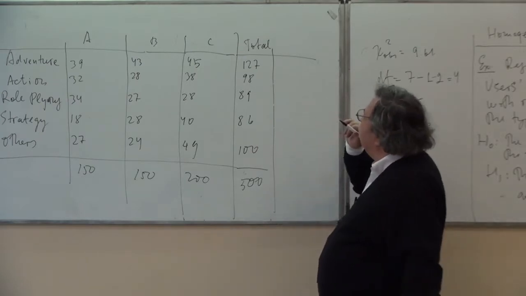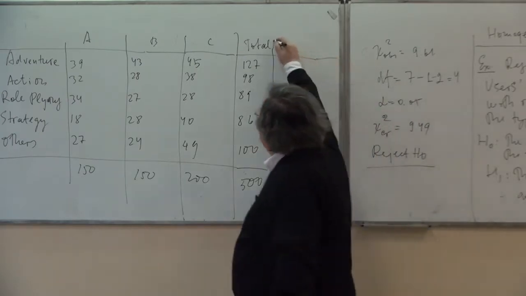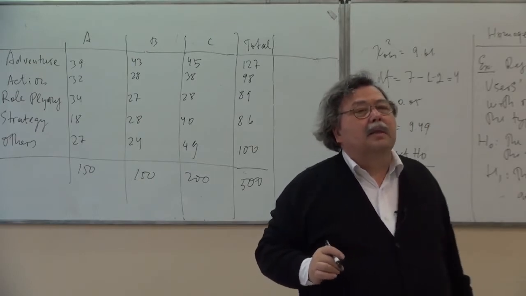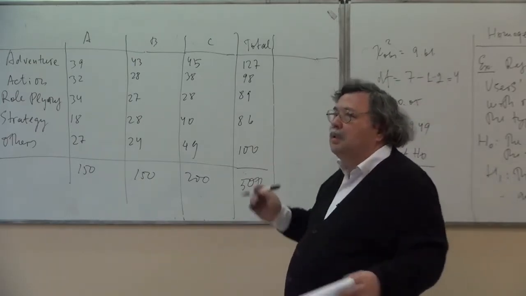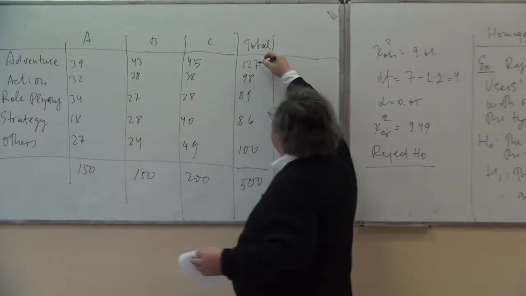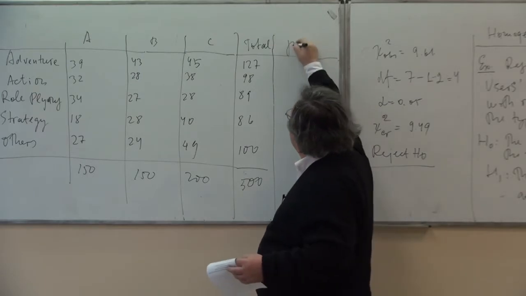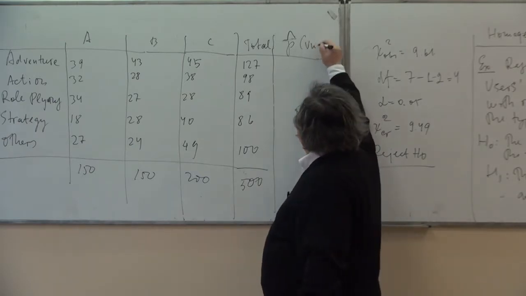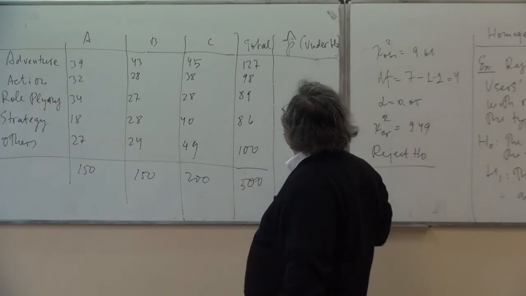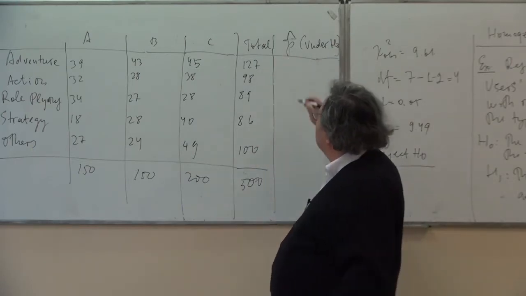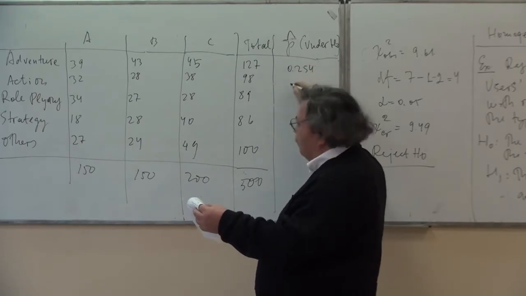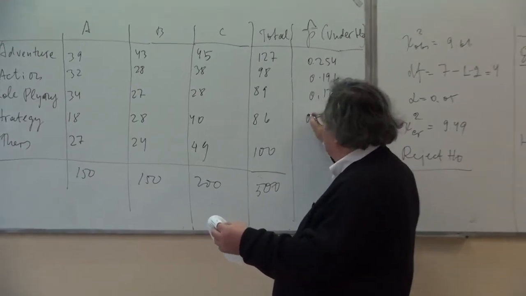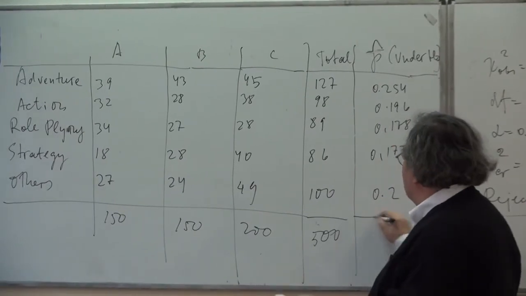Okay, the next step is this. We use these numbers to estimate this unknown multinomial proportion, which is assumed common. So dividing 127 by 500, let's write it this way: p hat, which is computed under the assumption of H0. Then 127 divided by 500 gives us 0.254 here, 0.196 here, 0.178 here, 0.172 here, and 0.2 here.